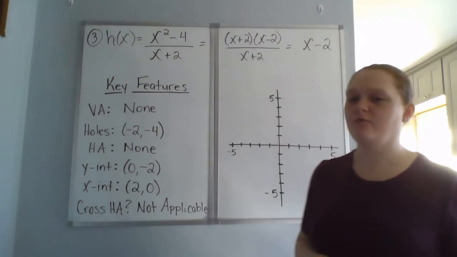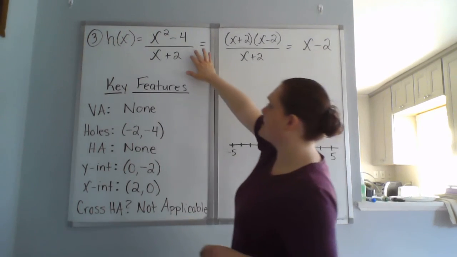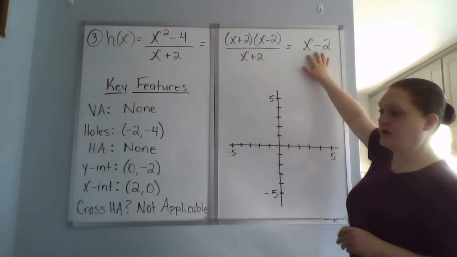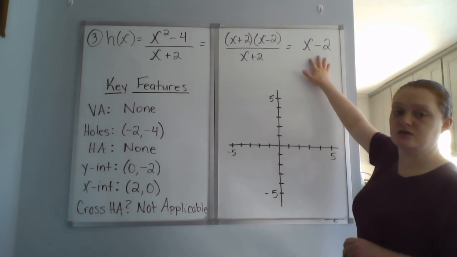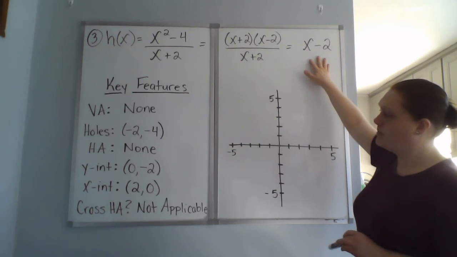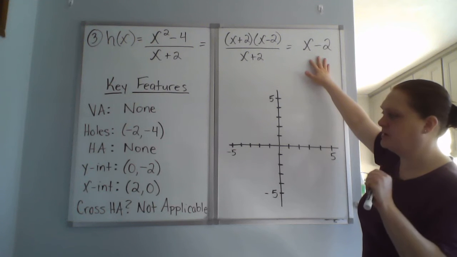Okay, here we go. Problem number 3. So we're starting with x squared minus 4 over x plus 2, which factored and reduced, and it reduced down to something linear. So this graph is actually going to look a lot like a linear function, but there are a couple things that'll be slightly different about it, okay?